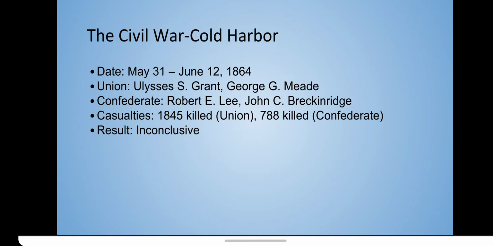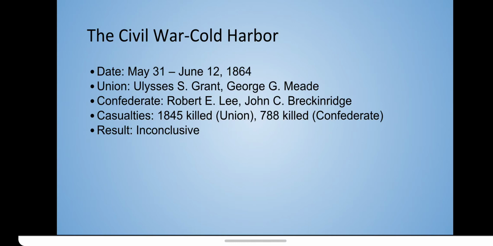On the Union side, we had 1,845 Union soldiers killed. It was not even close in terms of casualties. The Confederacy only had 788 killed. General Lee and his soldiers, they knew that area like the back of my hand. And General Grant is known for his resilience, and here it probably amounts to more like stubbornness, because sometimes that's what it looks like.